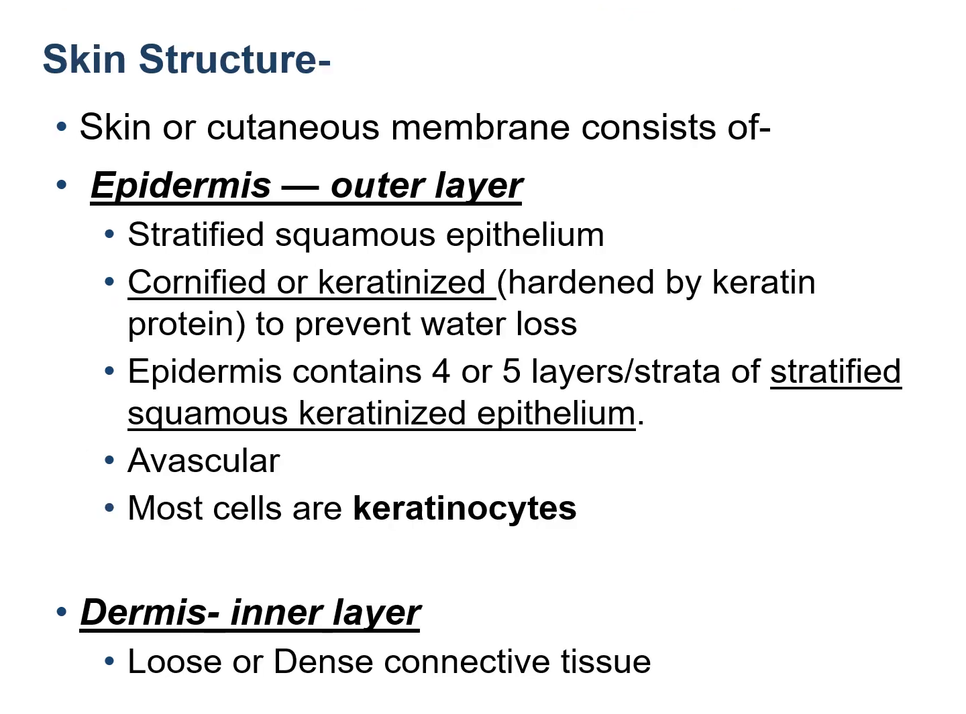We're going to study the structure of the skin now. The skin, that means the cutaneous membrane, is made up of two layers. There is an outer epidermis and the inner dermis. Epidermis is made up of epithelial tissue while the dermis is made up of connective tissue. So what kind of epithelial tissue makes up the epidermis? It is stratified squamous epithelium. Stratified means multiple layers. There are about 4 or 5 layers. The layers are known as strata. That's why stratified. Squamous means flat epithelium.